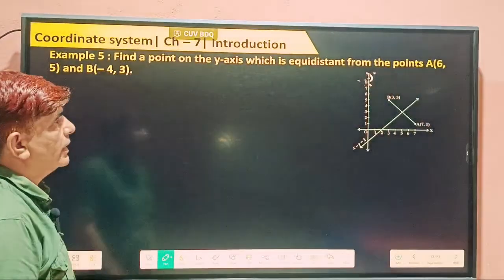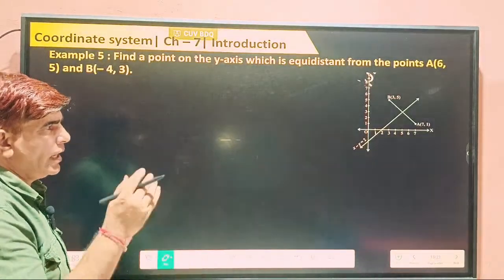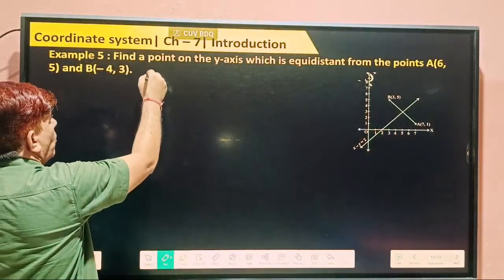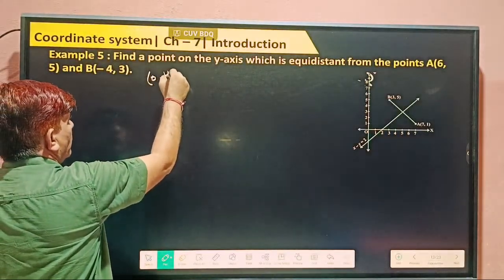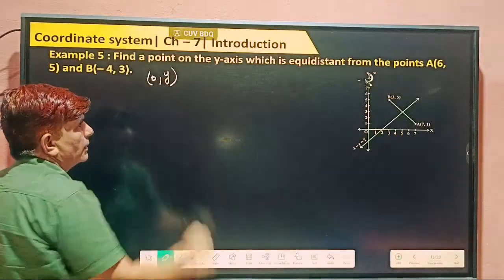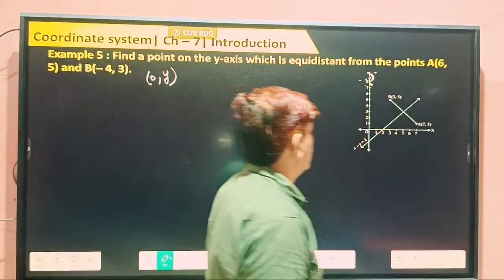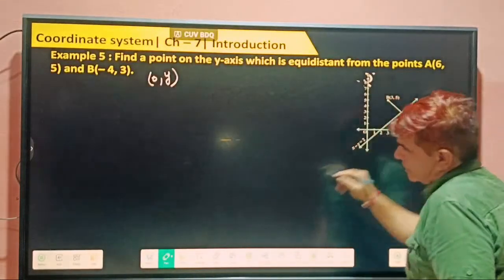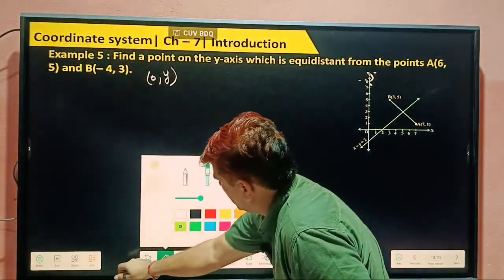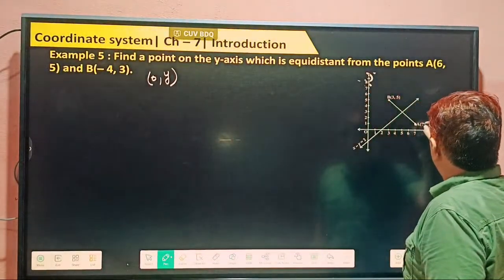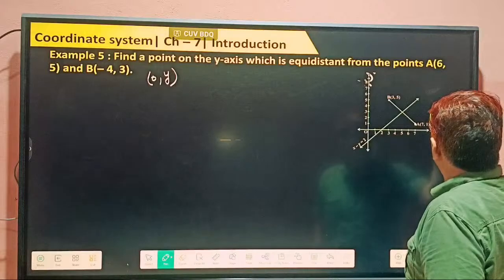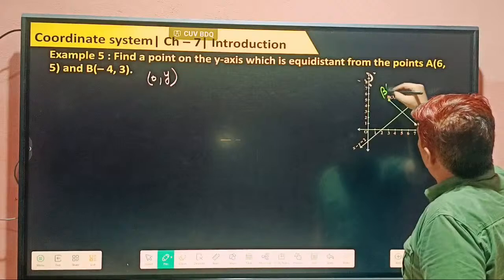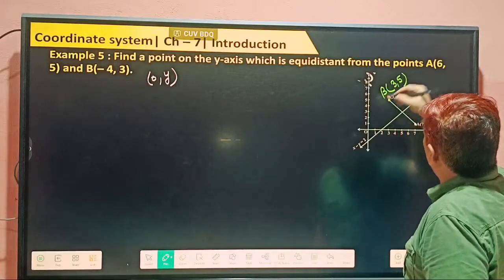Find the point on the y-axis. If any point lying on the y-axis, it means x is 0. And this we can take, y1 we can take, or y we can take, which is equidistant from the point. So here is one point given A. What's given? Point A whose coordinates are 7 and 1. And this is a point B whose coordinates are 3 and 5.